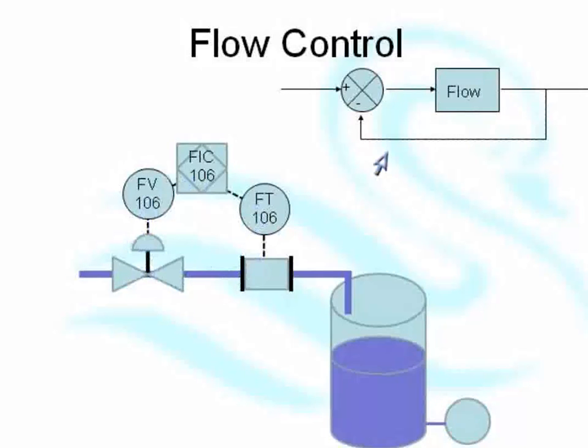So that's flow control. Now, those of you that have done tuning on this type of flow control will know that what characterizes a flow loop is that it is very fast. Very, very fast acting. As soon as you change that valve, the flow changes, to the extent where it's very, very difficult to tune using open loop bumps. So that's a flow loop, a very fast acting loop.